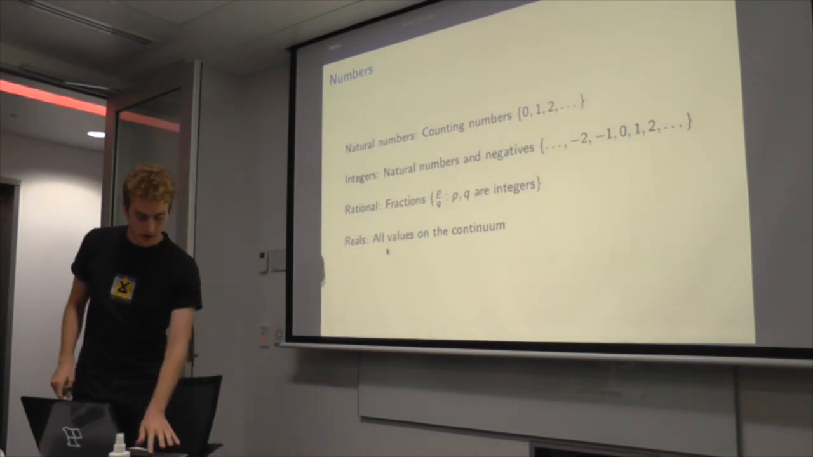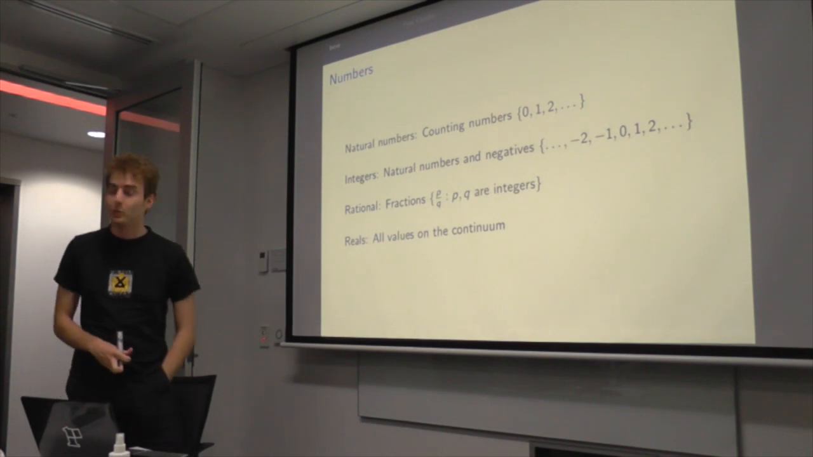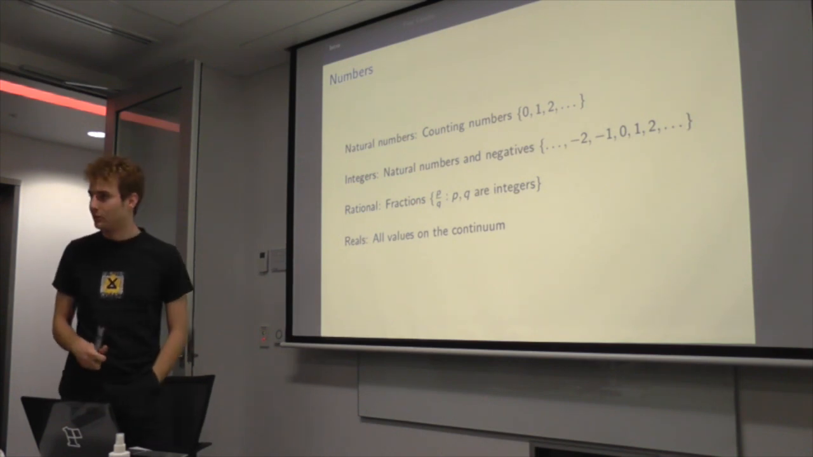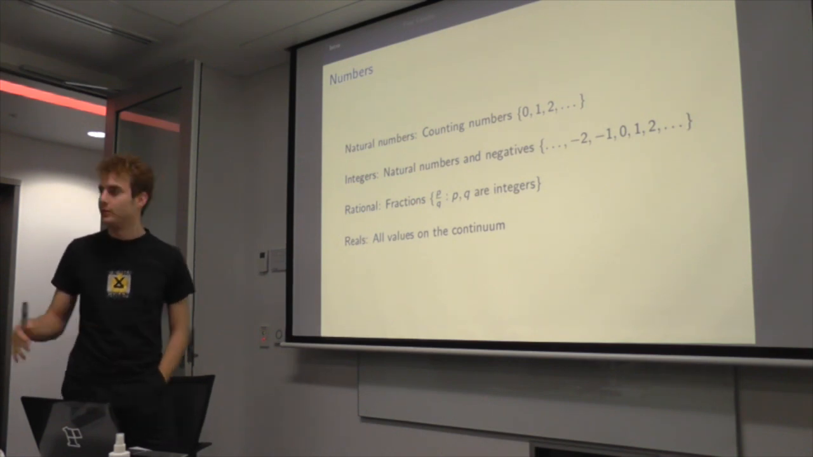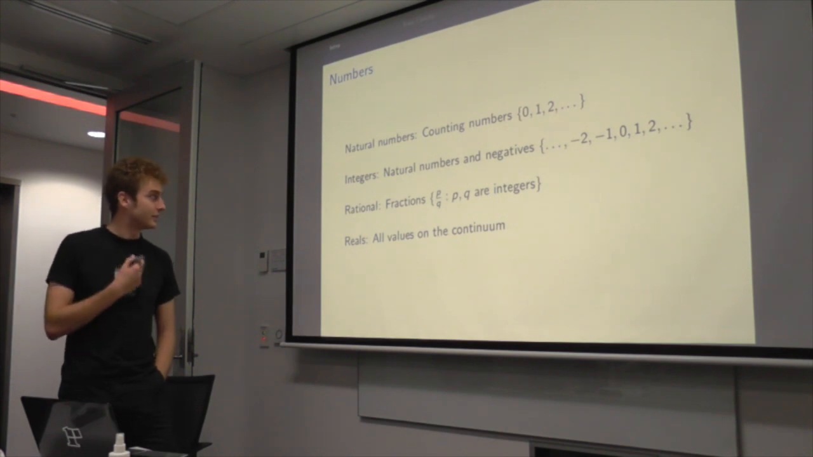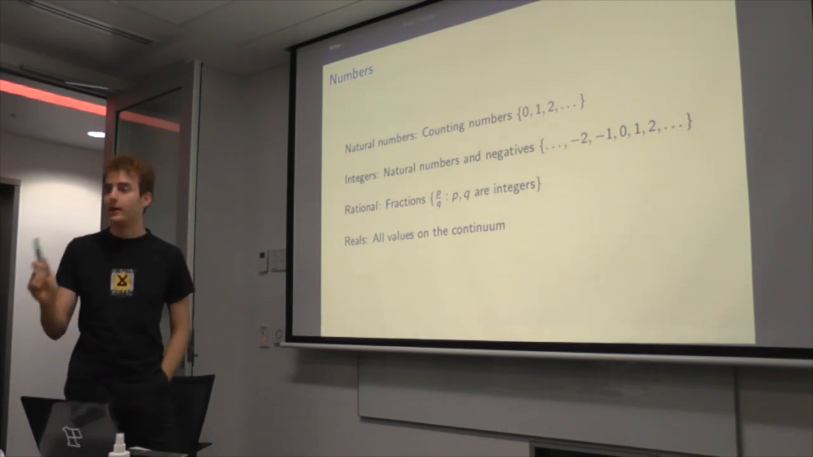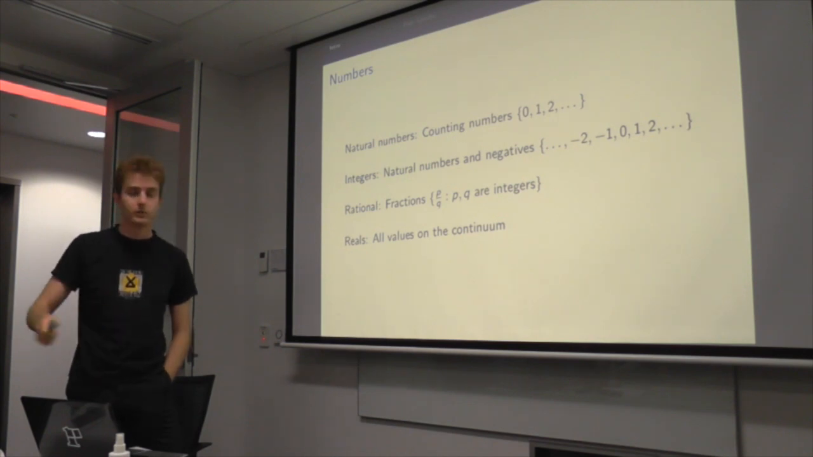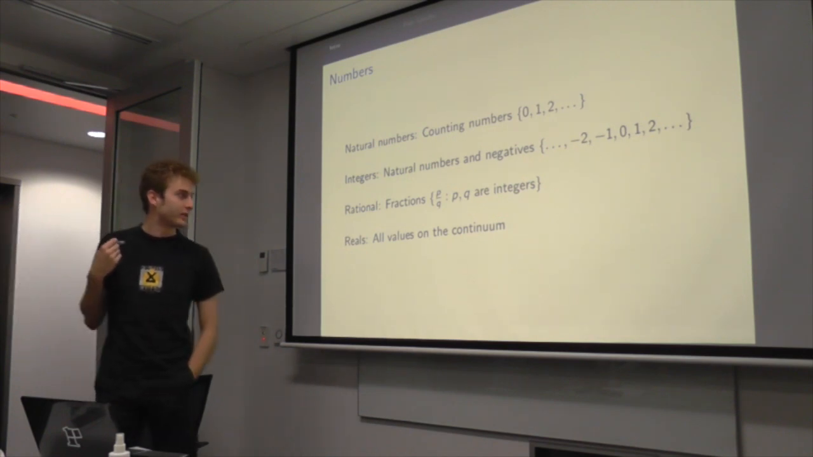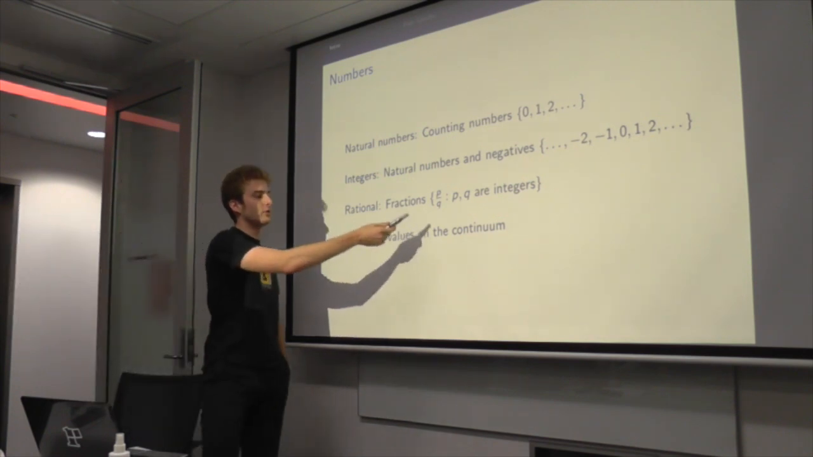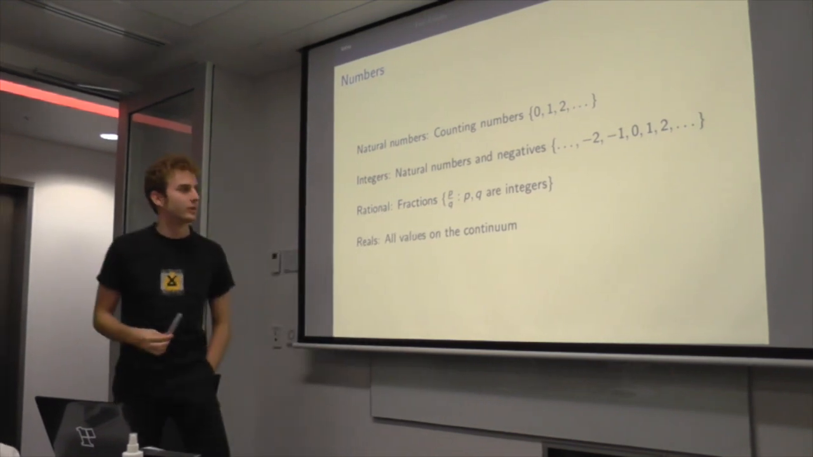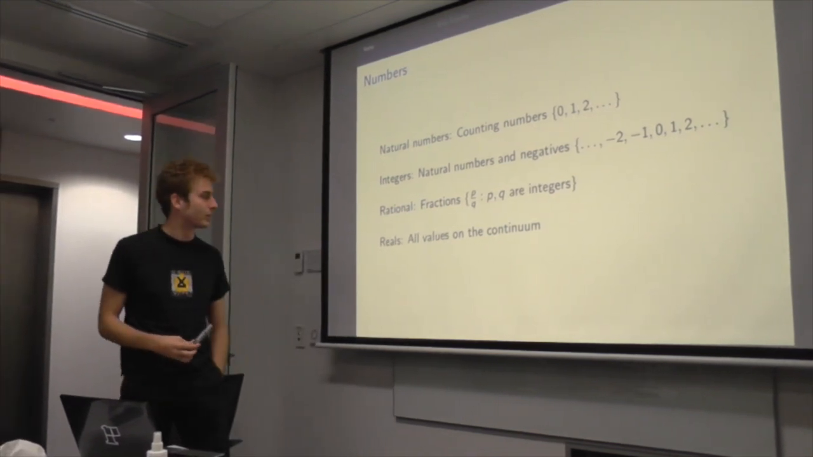there we go. Just a review of the different kinds of numbers we'll be talking about. The natural numbers are just the normal counting numbers, starting from 0: 0, 1, 2, 3, and so on. The integers are the natural numbers plus all their negatives as well. So we have 0, negative 1, negative 2, all the way down, and 1, 2, all the way up. The rational numbers are fractions p over q, where p and q are integers. So just the normal fractions that we all know and love.